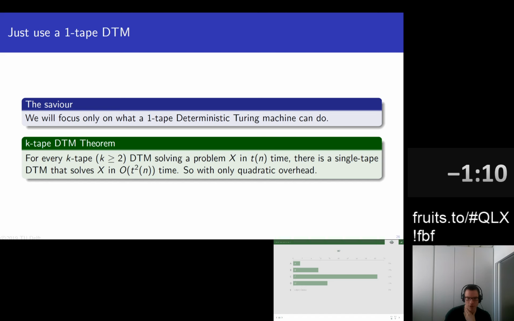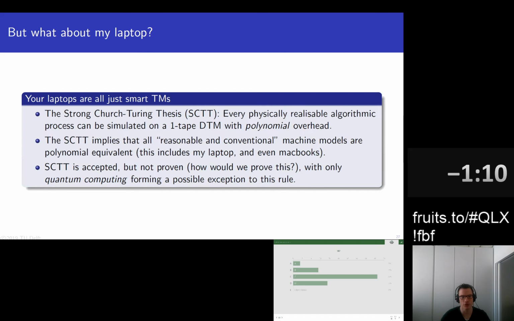someone whose name you are familiar with, someone called Turing, together with someone called Church, and they formulated the strong Church-Turing thesis, which says that every physically realizable algorithmic process can be simulated on a one-tape deterministic Turing machine with polynomial overhead. So the previous is an example of that, right? A k-tape Turing machine we can do with quadratic overhead, polynomial overhead.